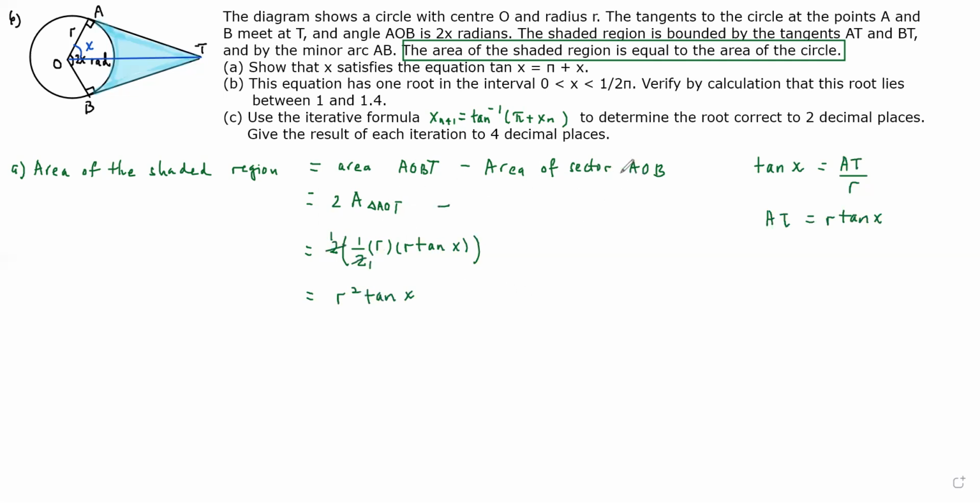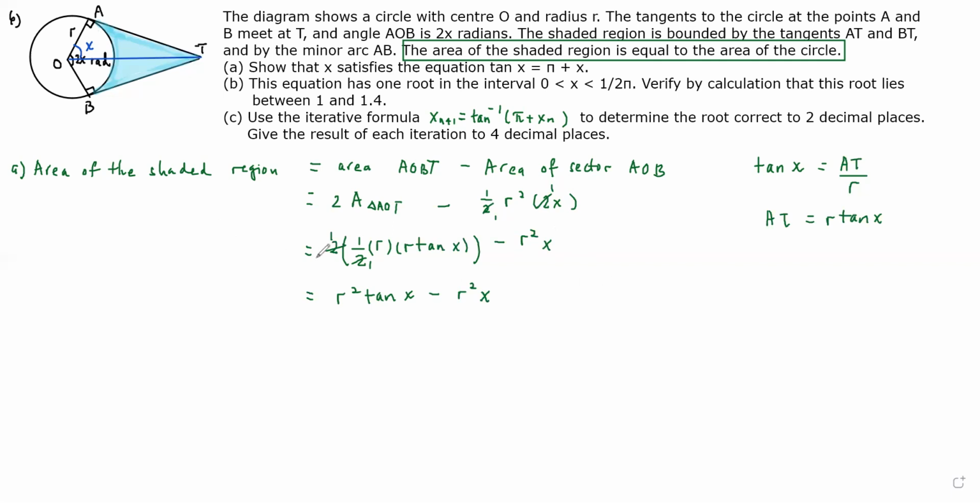The area of a sector of a circle is always given by half R squared theta. So you have half R squared, and the angle here is 2x, so we have half R squared 2x. The 2 and 2 can be cancelled off. We have R squared x. So we have R squared tangent x minus R squared x. That is the area of the shaded region.